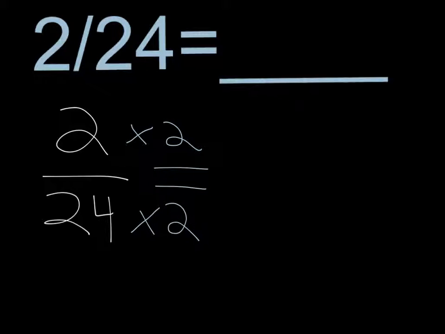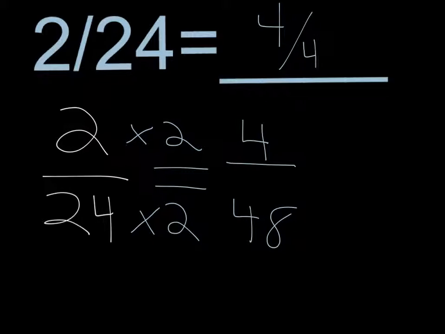2 times 2 equals 4, so 4 is the numerator. 24 times 2 is 48, so 48 is the denominator. So we have an equivalent fraction for 2 24ths, which is 4 48ths.